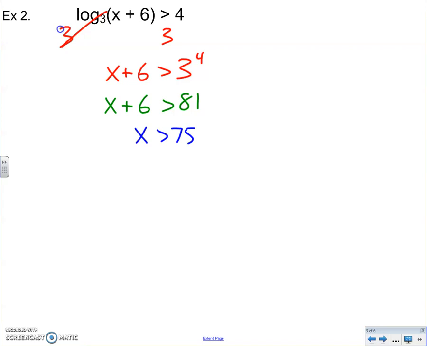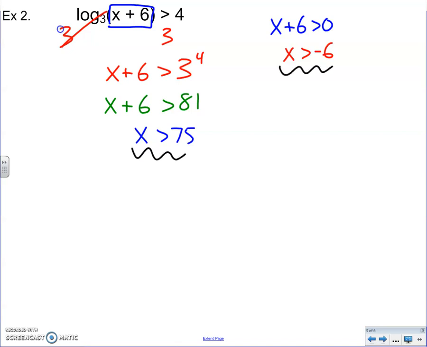Again, I don't stop there. I have to look at the inside of each log. There's only one log here. I say this inside, x plus 6, must be bigger than 0. So when I solve that, I'm going to subtract 6 both sides. I get x is greater than negative 6. Now I do the overlap of these two.